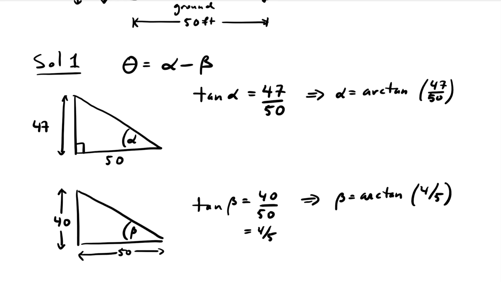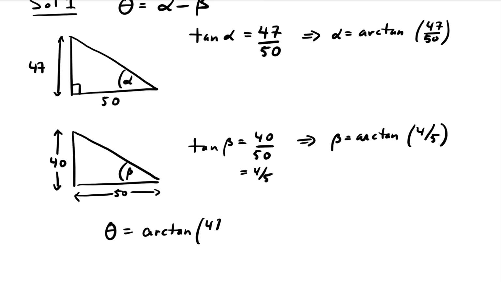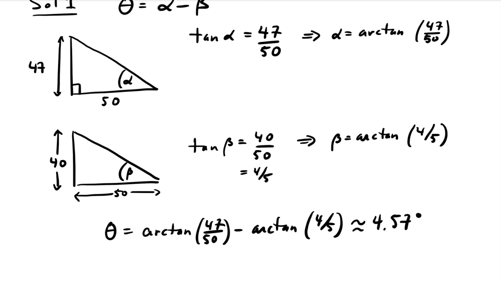Okay. And finally, remember that theta is alpha minus beta. So theta will be alpha, which is arctan of 47 over 50, minus the arctan of 4/5. And if you set your calculators in degrees, you will get 4.57 degrees. If you set it in radians, your answer is going to be in radians. So about 4.5 degrees. So this is solution one.